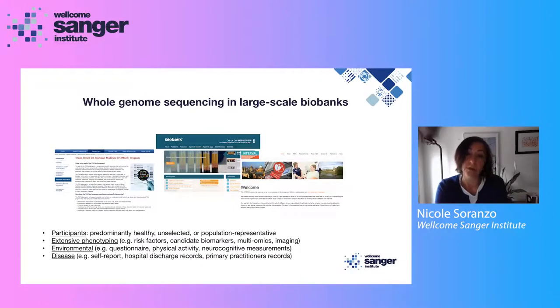In terms of discoveries, we are moving very rapidly from SNP arrays to whole genome sequencing approaches, as many of the community are doing. And these typically rely on the analysis of large-scale cohorts where participants are predominantly healthy. They can be isolated or partially selected, and ideally population, but not always population representative. These participants are typically being characterized at a range of traits and phenotypes, including risk factors for disease, candidate biomarkers, but progressively also measurement of environmental and disease risk.